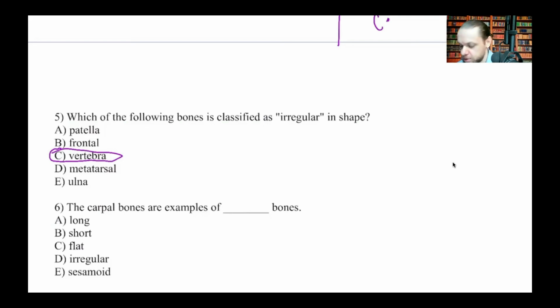There are some questions on the quiz that will ask you to identify what type of bone. So make sure you know the 5 types of bones, which is irregular, which is long bone, which is flat bone, and so forth.